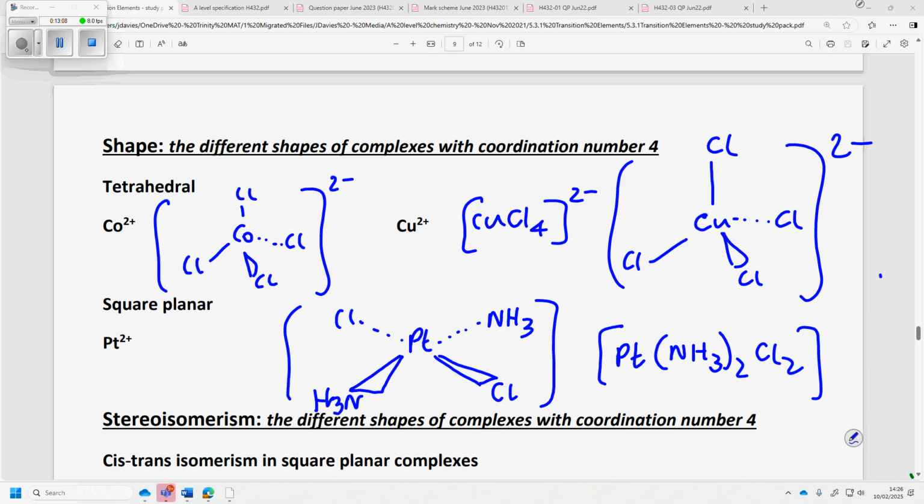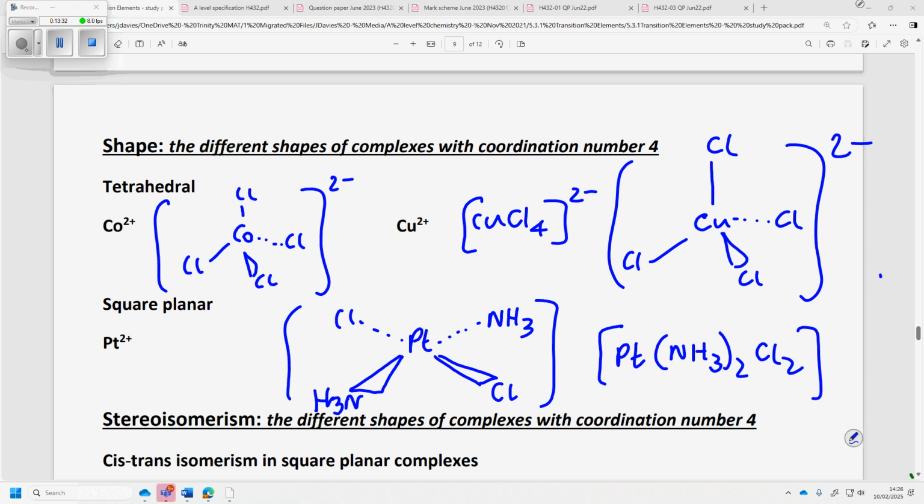And it's important that you know examples of all of these shapes, because the basis of an exam question could be to describe the different shapes of transition metal complexes. Talk about the coordination number. Coordination number in these examples is the same, but the shape is different.